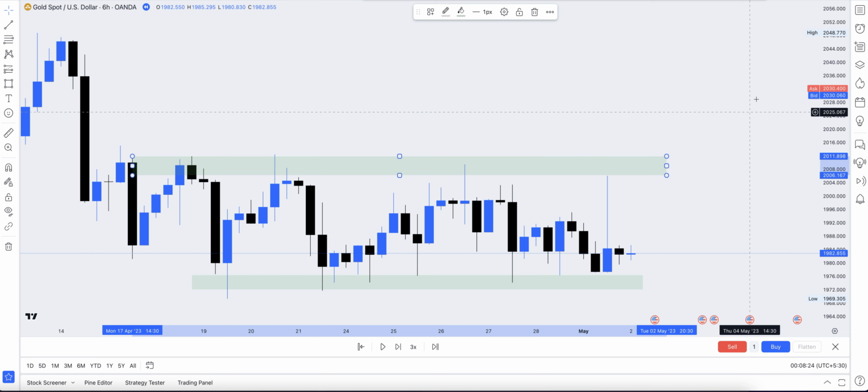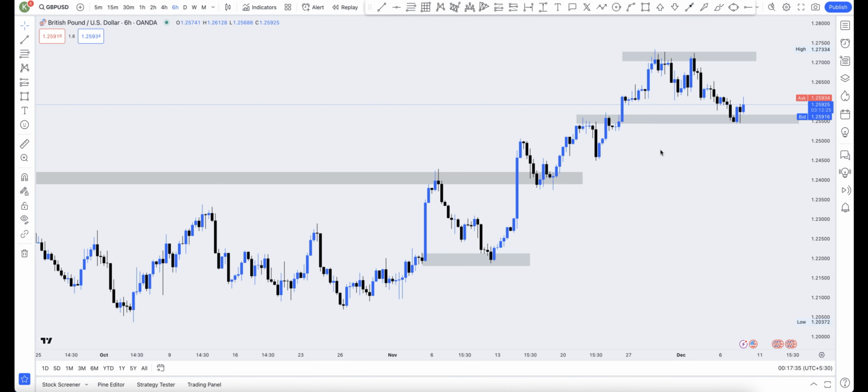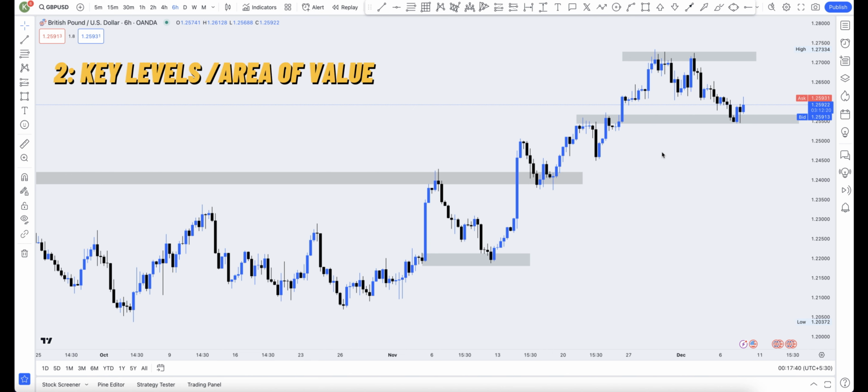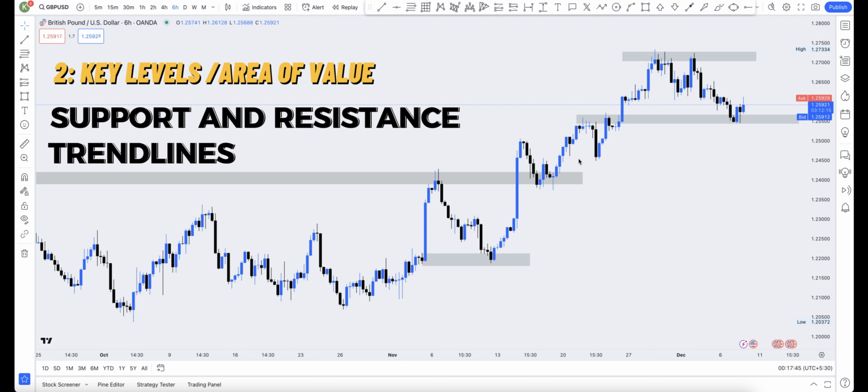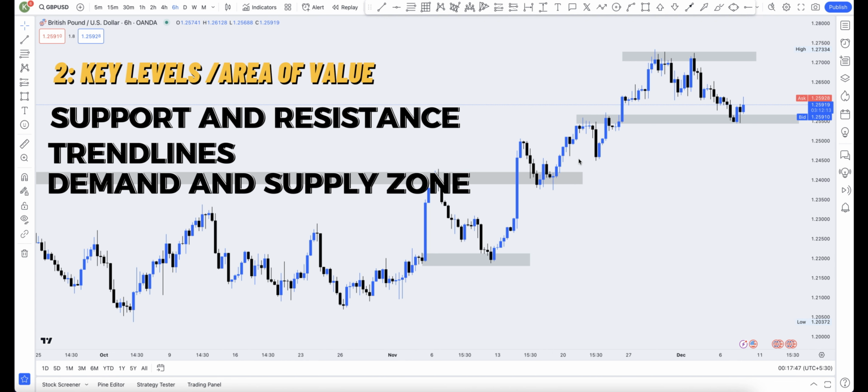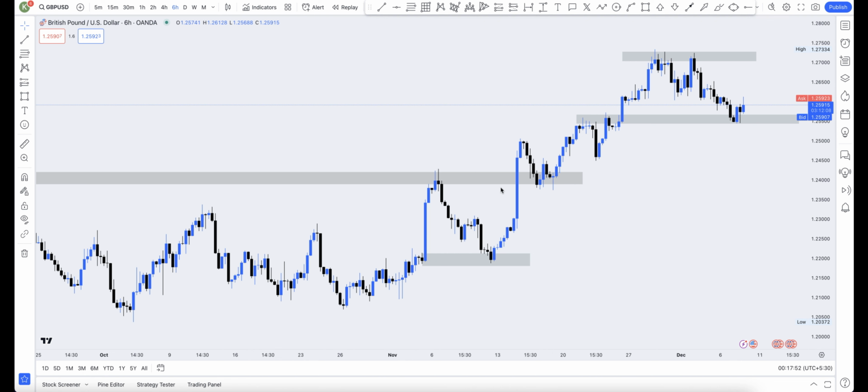Now let's move to the second thing you have to look out for before you enter a trade. The next thing you have to look out for is your key levels or areas of value. Your areas of value can be your support and resistance zones, your trend lines, your demand and supply zones, moving averages, and so on. When you look on this chart, you can see that we have a demand zone around this area. Price has broken structure. We also have an imbalance left behind. Price came back into that zone, and then we had the buyers pushing price upward.